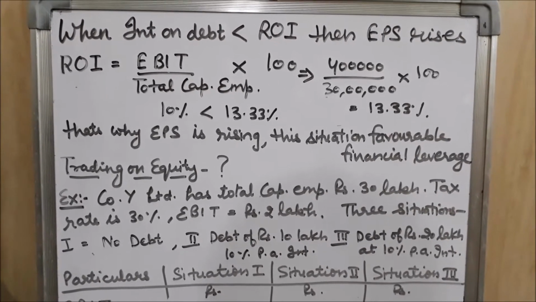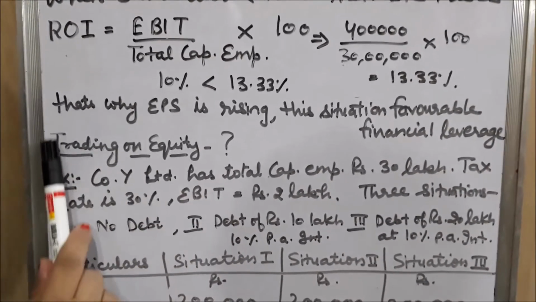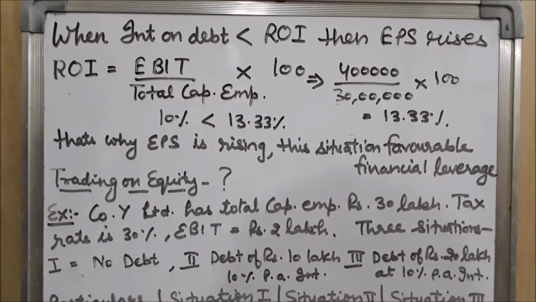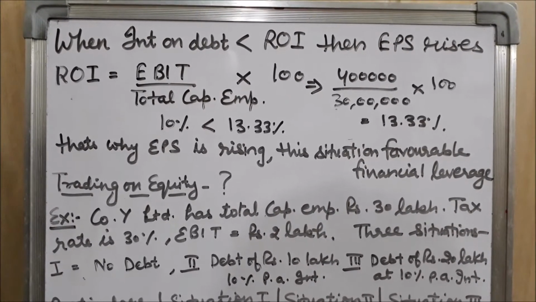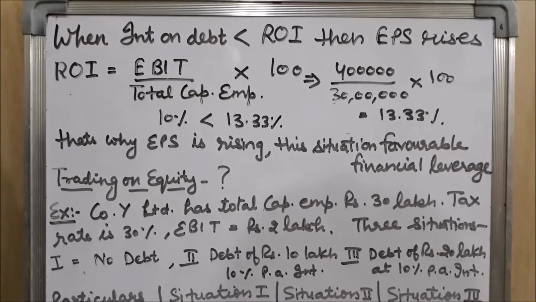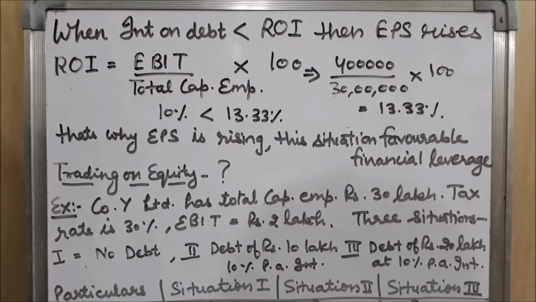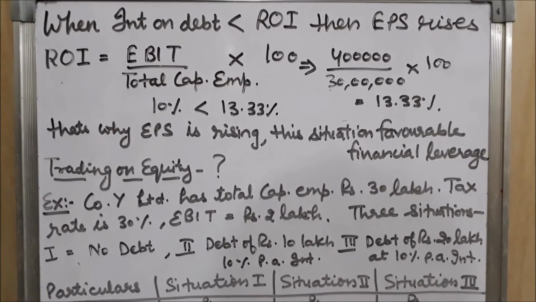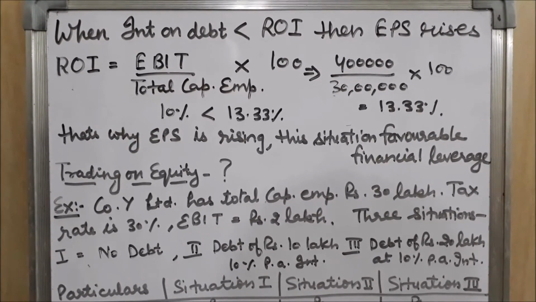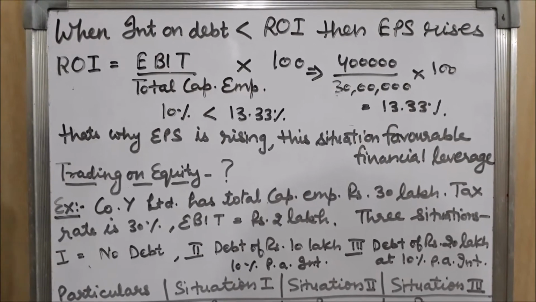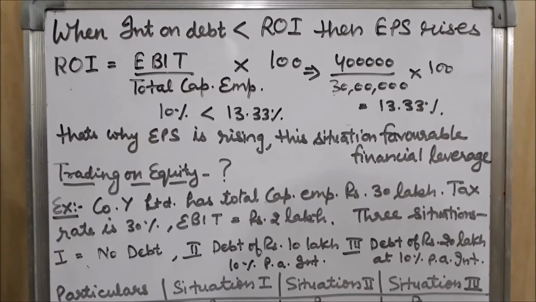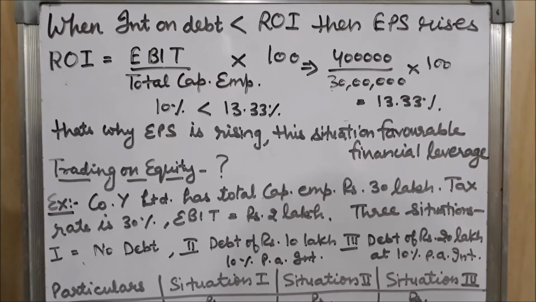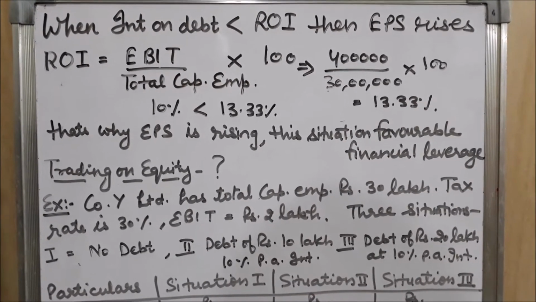So students, we have one more term, that is trading on equity. What is the meaning of trading on equity? Trading on equity refers to that situation in which profits of equity shareholders increase with the use of fixed financial charges, that is interest. I am repeating, trading on equity is a situation when profits of equity shareholders increase with the use of fixed financial charges. What are fixed financial charges? Interest on debt is a fixed financial charge because it has to be paid by the company in every situation.